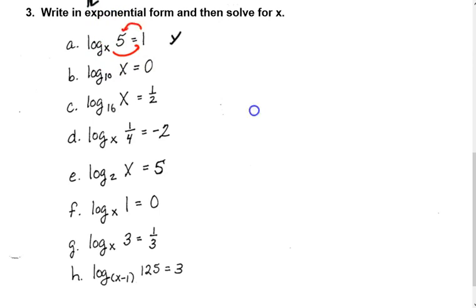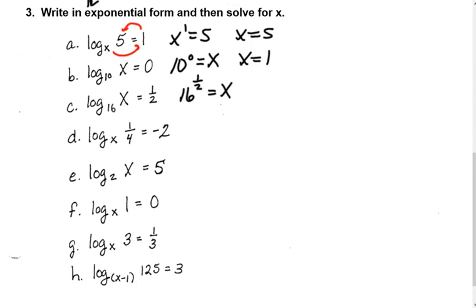So I'm going to say x to the first equals 5. So what is x? x equals 5. Then I'm going to say 10 to the 0 power equals x. What is x? x has to equal 1. 16 to the 1/2 power equals x. Well, that's the same thing as saying the square root of 16 equals x, so x equals 4.